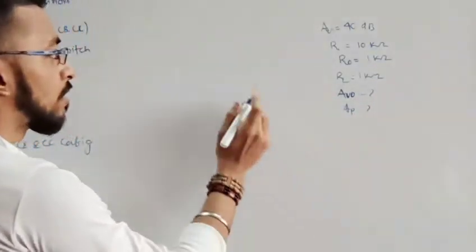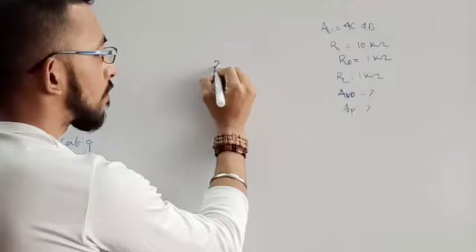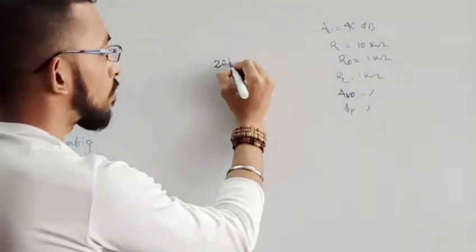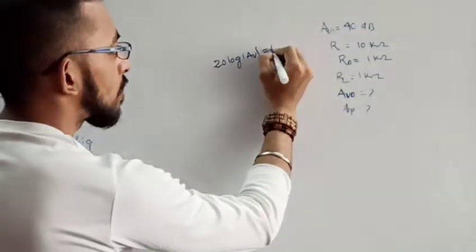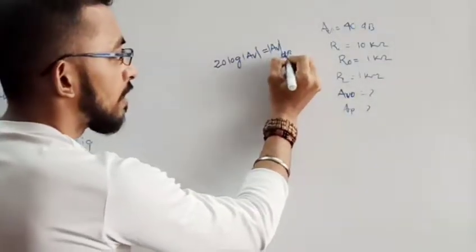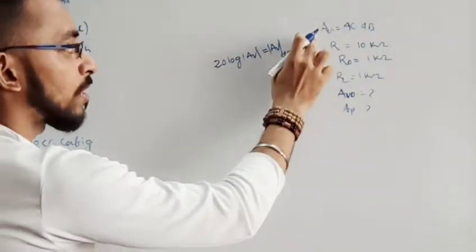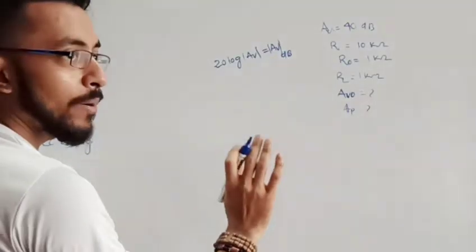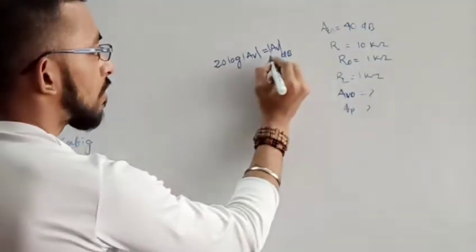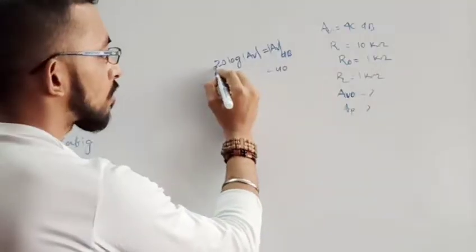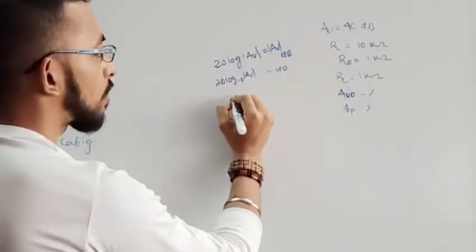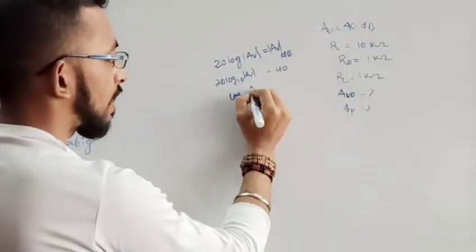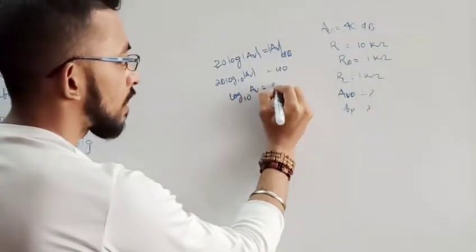And the power gain. We know that for a voltage amplifier the gain 20 log AV is AV in dB. This is the formula for voltage and current, it is 20 log; for power it is 10 log. It is given as 40. So 20 log base 10 AV equals 40. So log base 10 AV is 40 upon 20, which is 2.